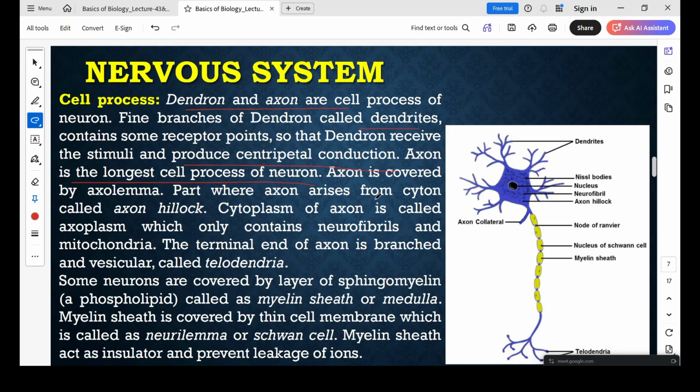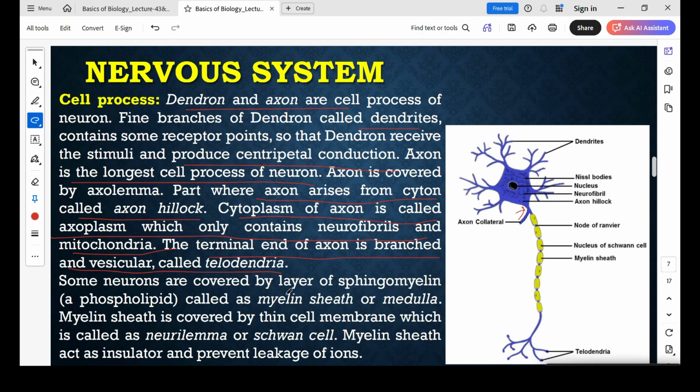Axon is the longest part of the neuron. So axon is a very long dendron, but the information comes from the dendron towards the axon. The part where the axon arises from the cyton is known as the axon hillock. The cytoplasm of the axon is called axoplasm, which contains only neurofibrils and mitochondria. The terminal end of the axon is branched and vesicular and is known as telodendria.